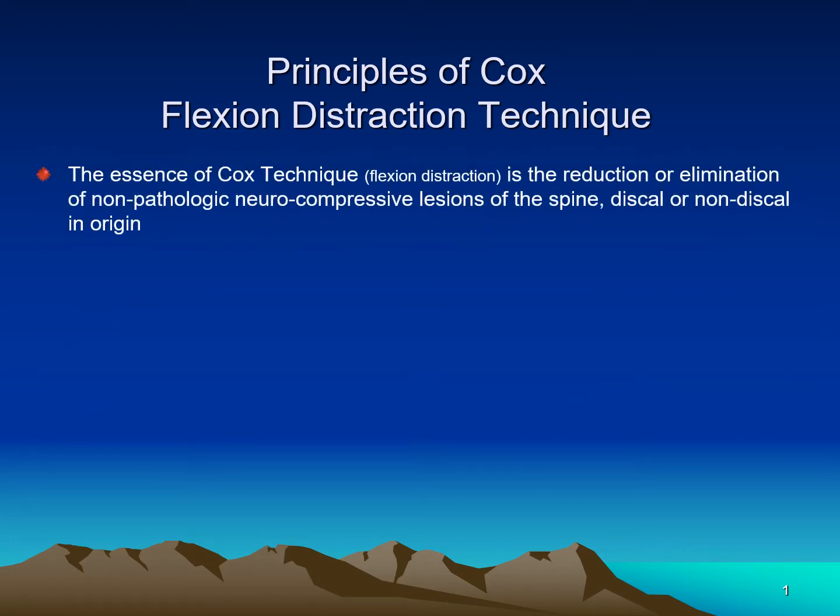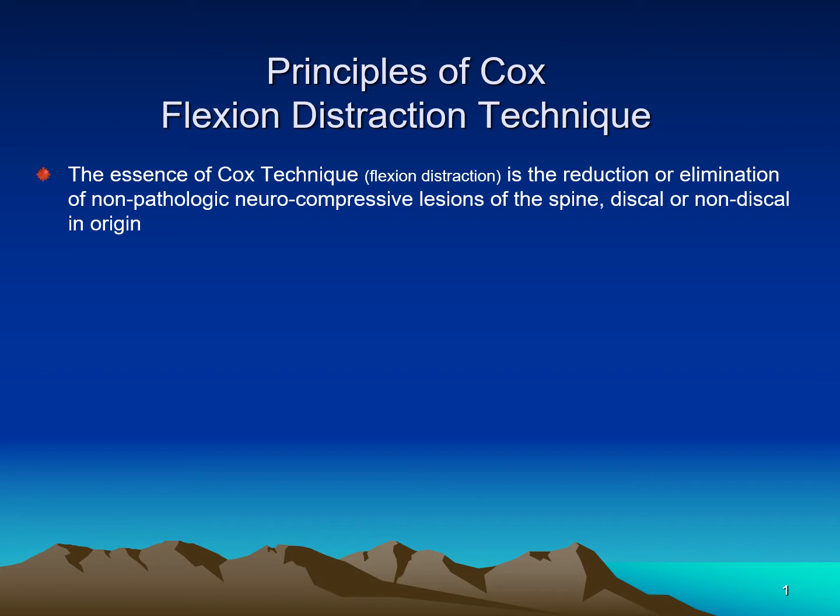So what is Cox Technique? Well, the essence of Cox Technique, also known as flexion distraction, is the reduction or elimination of non-pathologic neurocompressive lesions of the spine that are either discal or non-discal in origin. So let's break that down a little bit.